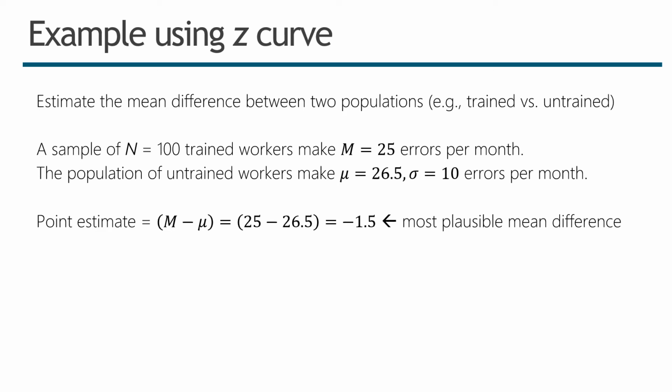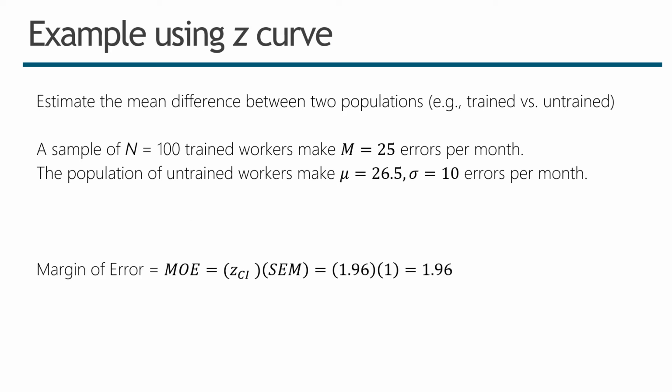First, we compute the point estimate. The sample mean minus the population mean gives us a negative 1.5. This is the most plausible mean difference for the number of errors committed per month between the two populations. Second, we compute the margin of error.